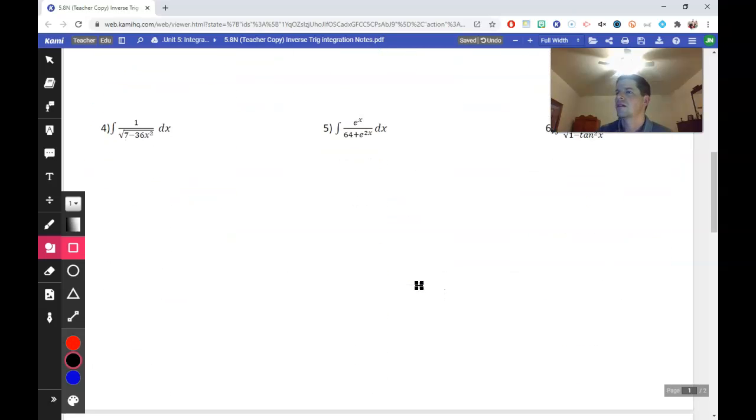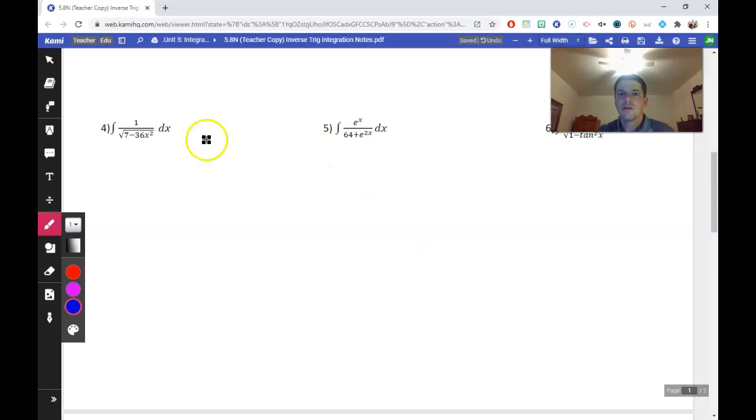Here we go. I don't know why I left us so much space. That's all right. For this first one, we see, wait, 7 isn't anything squared. Well, it is something squared, right? The square root of 7, yeah? So what are we going to do here? Well, A is just going to be the square root of 7, because if you square that, that gives you 7, right? U is going to be 6x.